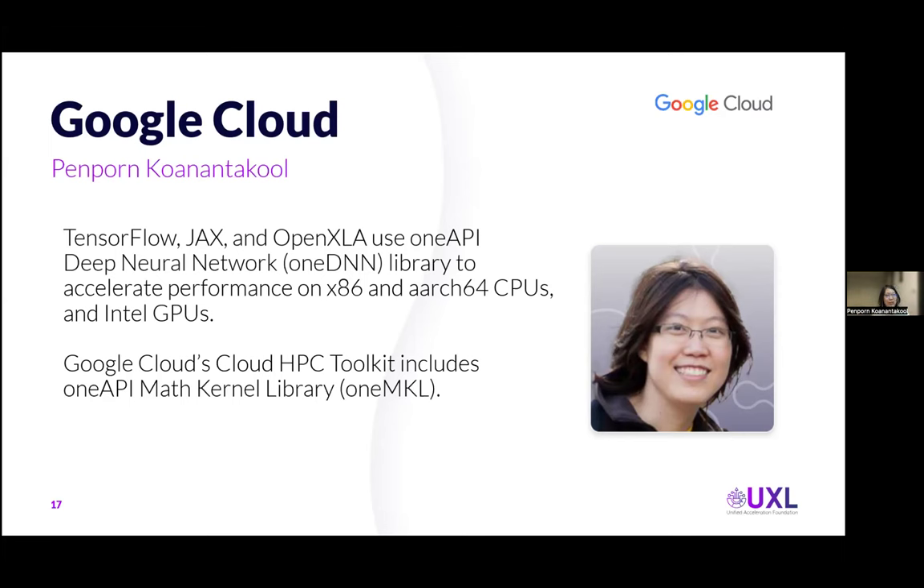So, a quick introduction. TensorFlow is our AI machine learning framework. JAX is another high-level machine learning framework, which targets making it easy to do scientific development. You can think of it as NumPy with AutoGrad. And OpenXLA is our most recent component extracted from TensorFlow. It's our lower level machine learning compiler, and all three software are using the oneDNN libraries. And also on the cloud side, our Cloud HPC Toolkit also includes the oneMKL library for users to use as well.